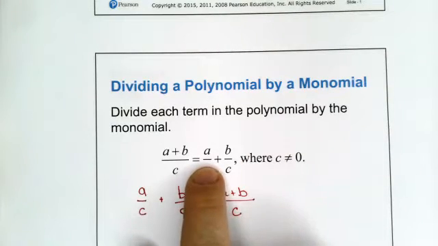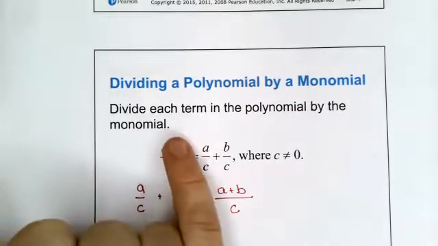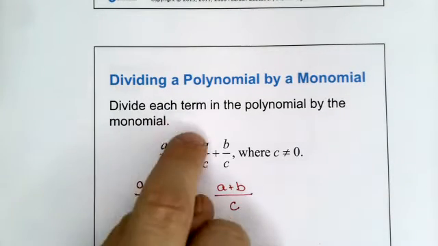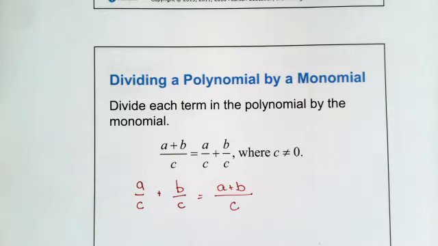So we know we can split the dividend, or the top. We can split the top up into separate components and divide each of the components by the bottom, or the divisor. Okay, just like when we were dividing out greatest common factors. Good.